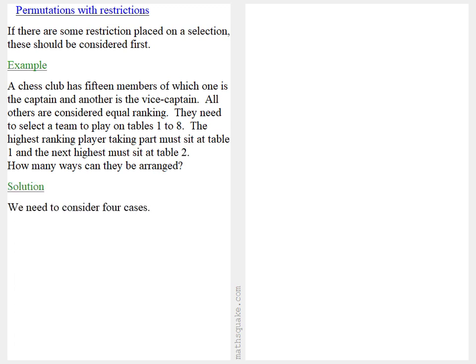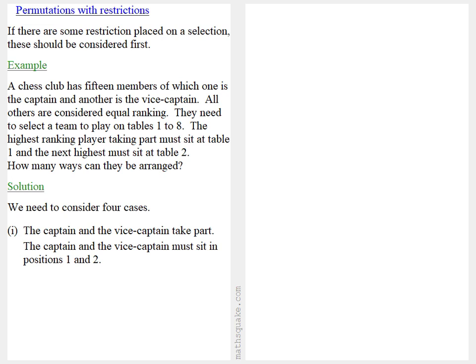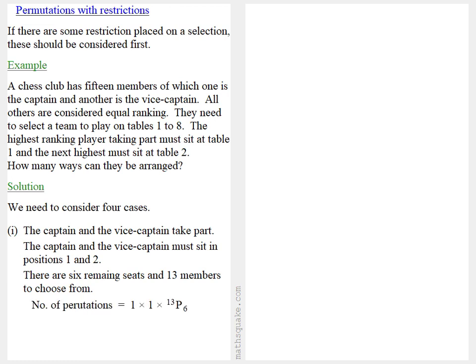Well, to solve this we need to consider 4 cases. In the first case, the captain and the vice-captain take part. The captain and the vice-captain must sit in positions 1 and 2. Now there are 6 remaining seats and 13 members to choose from. So the number of permutations is 1 times 1, that's the captain and the vice-captain, they have no choice, times 13P6, which is 13 factorial over 13 minus 6 factorial, or 13 factorial over 7 factorial, which is 1,235,520.